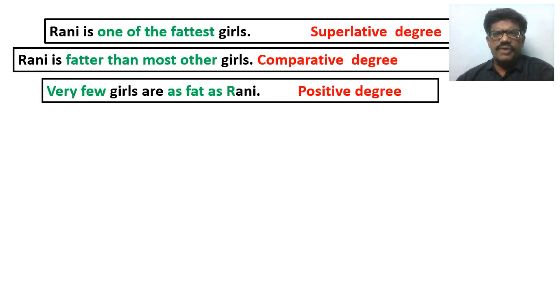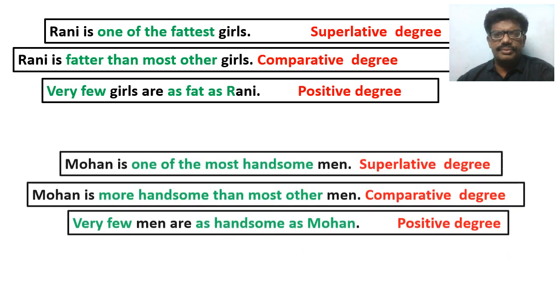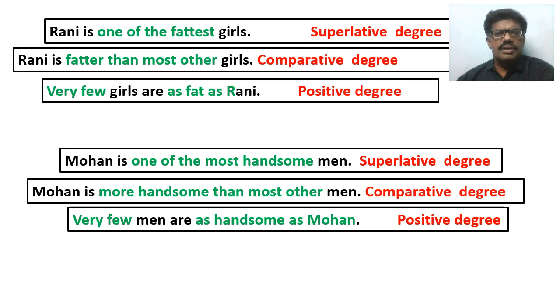Rani is one of the fattest girls, superlative degree. Rani is fatter than most other girls, comparative degree. Very few girls are as fat as Rani will be the positive degree. Next one, Mohan is one of the most handsome men, superlative degree. Mohan is more handsome than most other men, comparative degree. Very few men are as handsome as Mohan will be the positive degree.